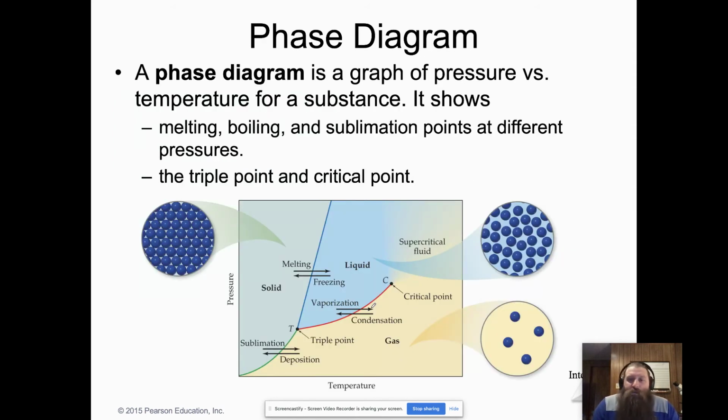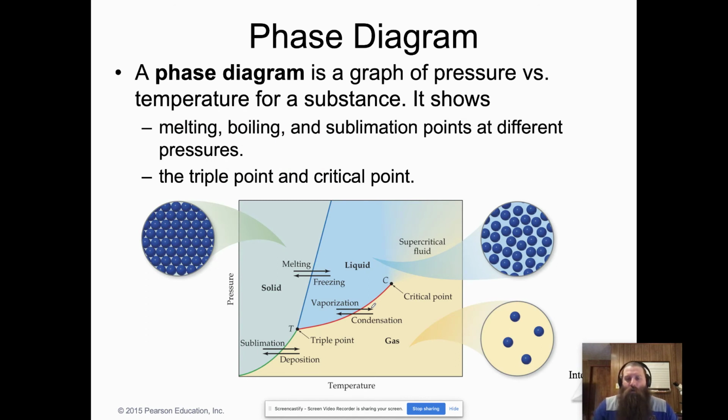Now, the phase diagram, something that we looked at last year, is an extension of this, and it puts all of our different phases onto one big graph that we can look at. A phase diagram graphs pressure versus temperature for some substance. It gives you the melting point, the boiling point, the sublimation points at all different pressures, and it also gives you something called the triple point and the critical point.